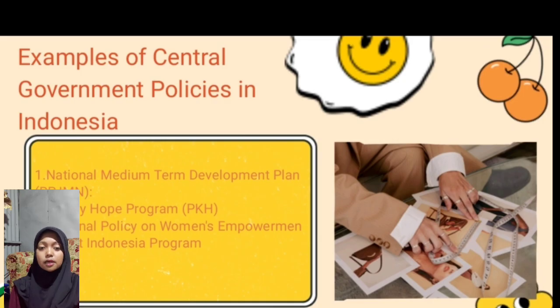Example of central government policies in Indonesia is the first is National Term Development Plan or RPJMN. The second is Family Hope Program or PKH. The third is National Policy on Women's Empowerment, and the last is Smart Indonesian Program.